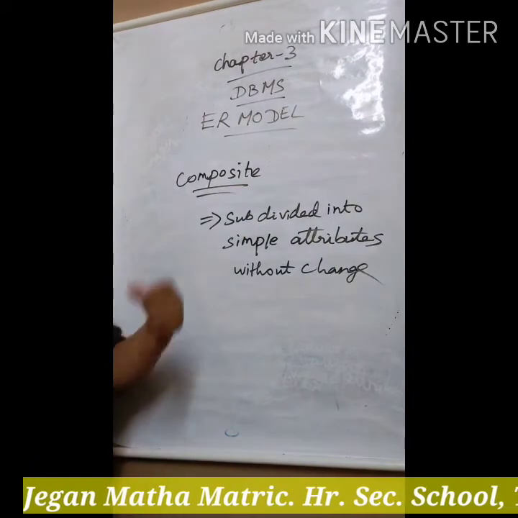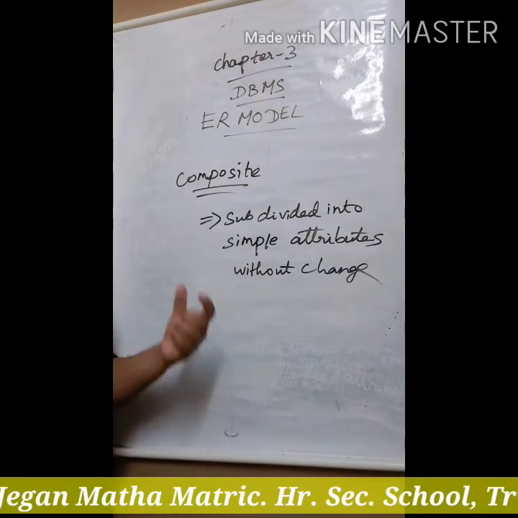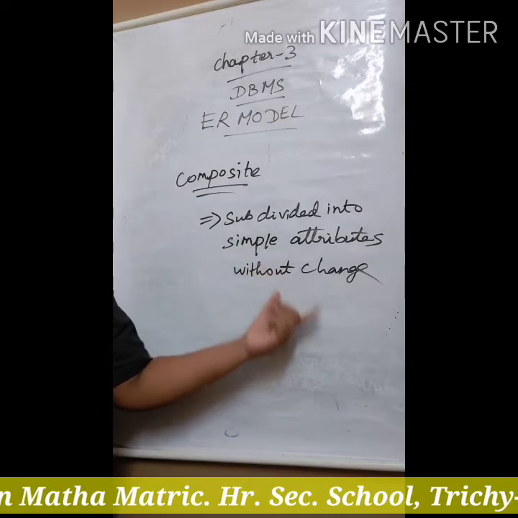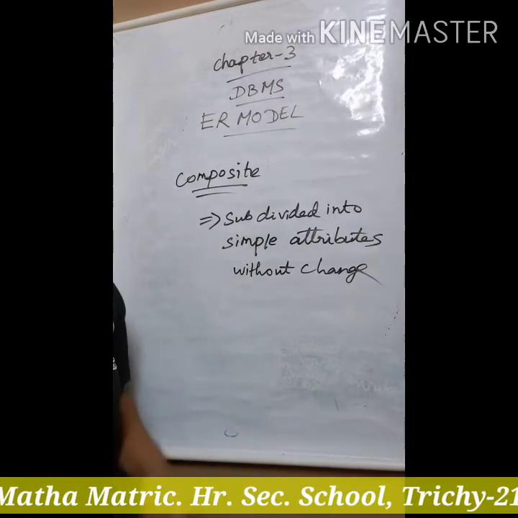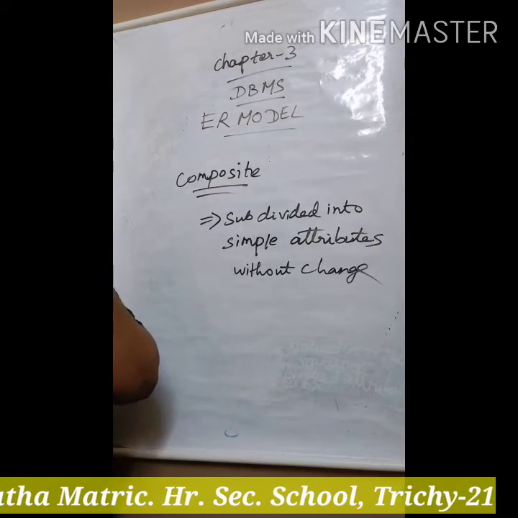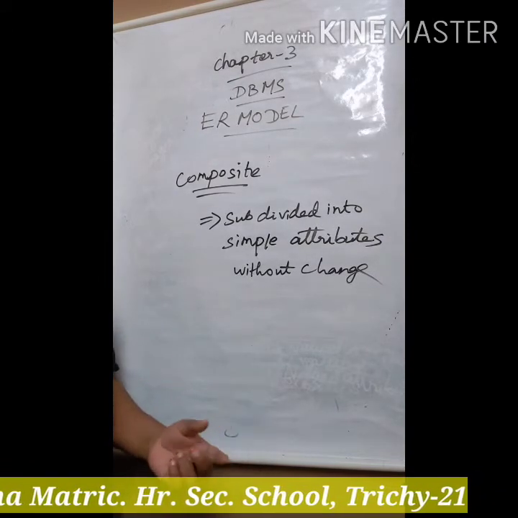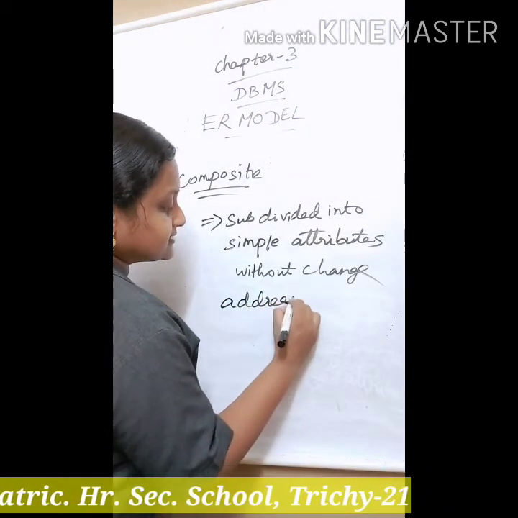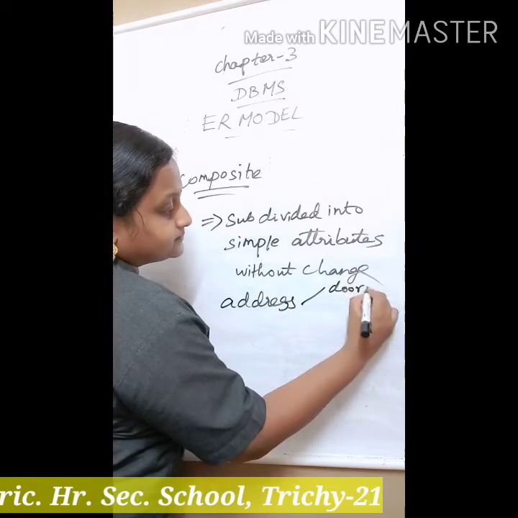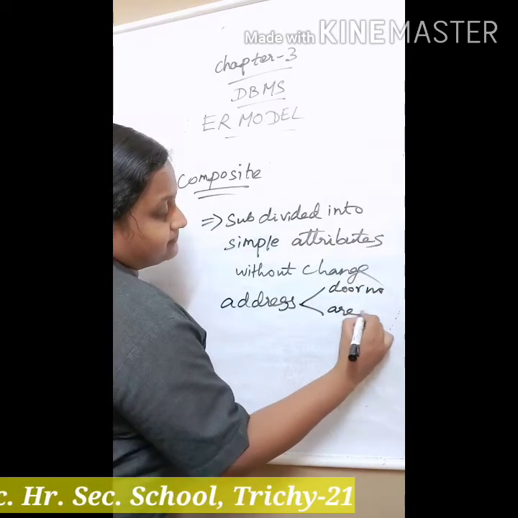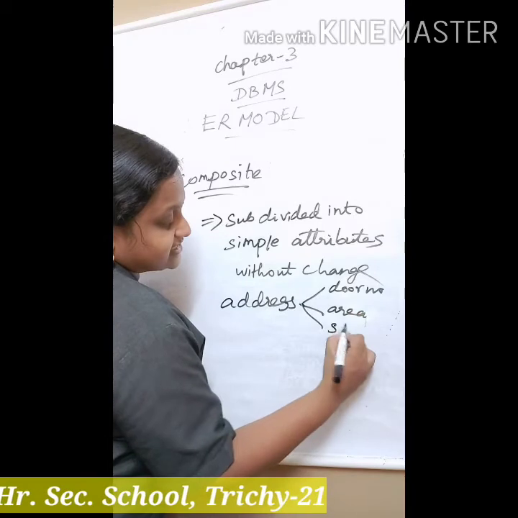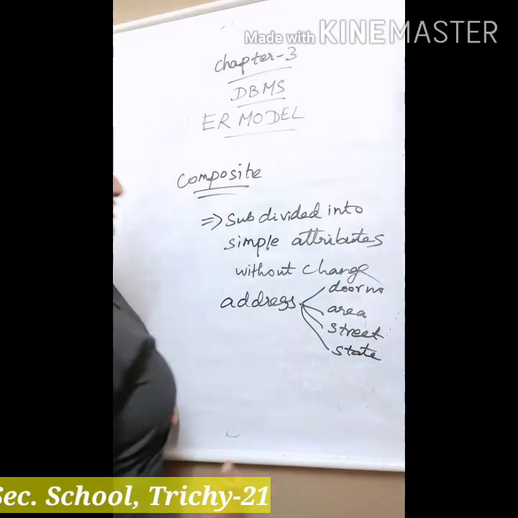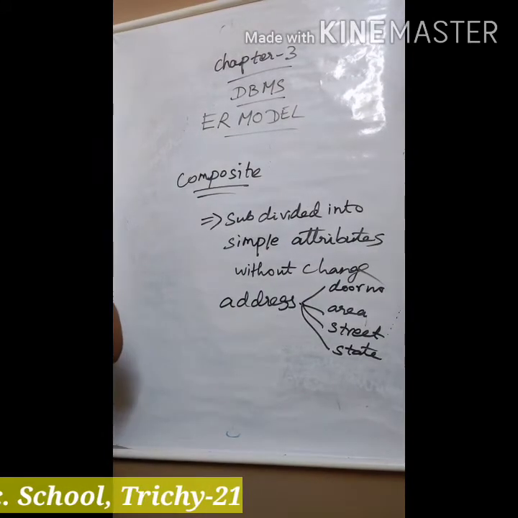Composite attribute. Composite attributes can be subdivided into simple attributes without change in the meaning of that attribute. An example for composite attributes is address. If we give an address, it has a door number, area name, street, state, everything. So it has multiple values.